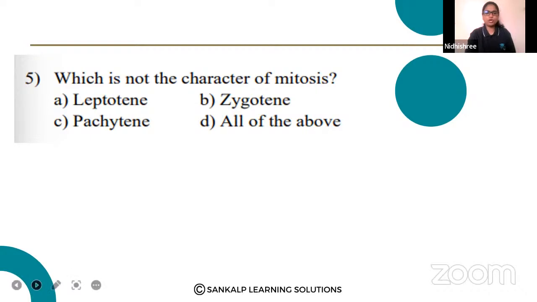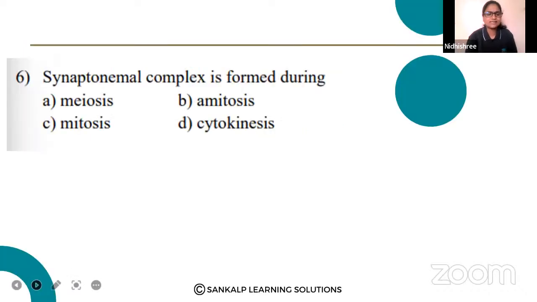So option D, all of the above is the right answer, guys. Sixth question goes like this. Synaptonemal complex is formed during which stage? Meiosis, amitosis, mitosis, cytokinesis.